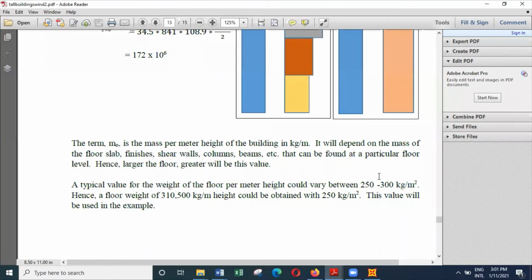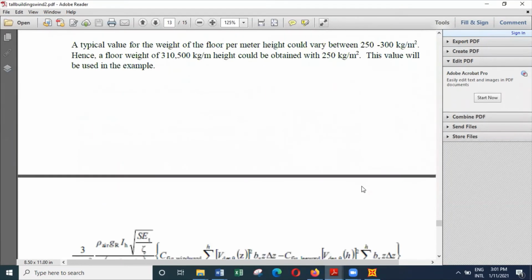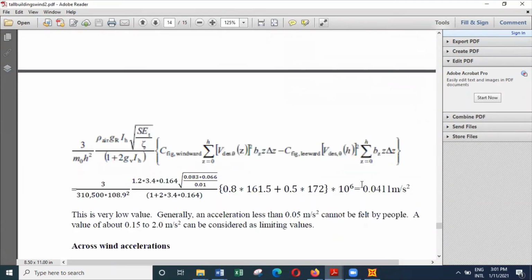And I'll show you later that this mass of the building is also a very important parameter when it comes to the calculation of the acceleration. So with all this, now we can substitute in the equation. And here you can see rho air is 1.2 and GR is 3.4. This is 0.164.